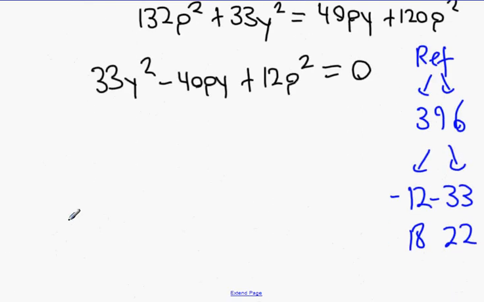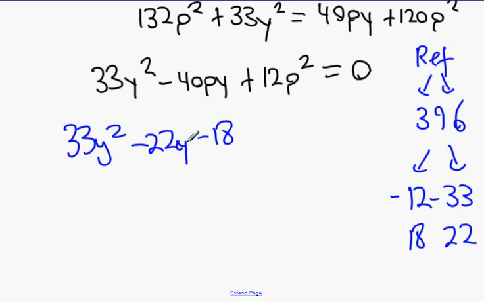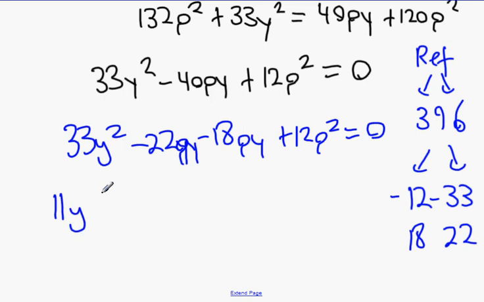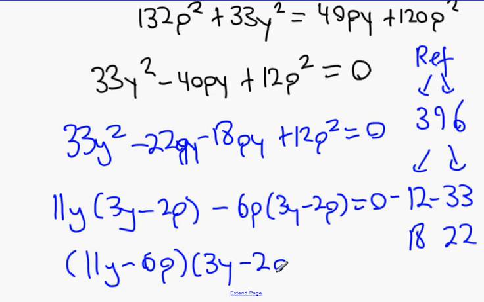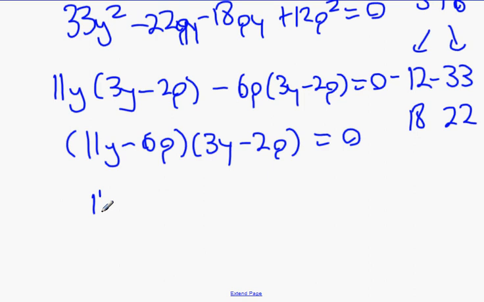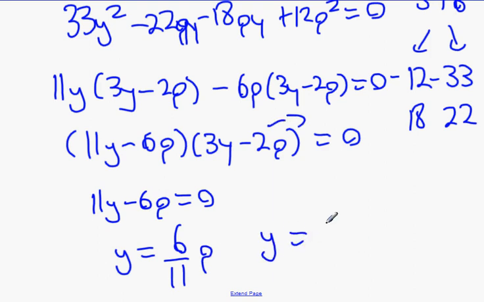So, just looking at this, you do the minus b as well, so I do something like this: 33y squared minus 22py minus 18py plus 12p squared equals 0. Then you just take out 11y, and you get 3y minus 2p, and then the other one is going to be minus 6p, into 3y minus 2p equals 0. Sorry, this is me doing a different method for big X. And then finally your answer will be 11y minus 6p equals 0, y equals 6 over 11p. And then y equals 2 over 3p, your two answers.